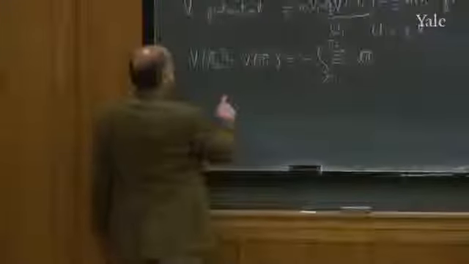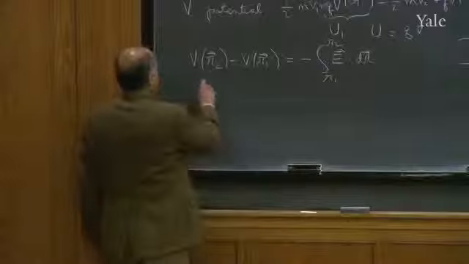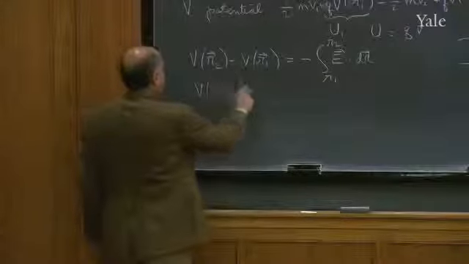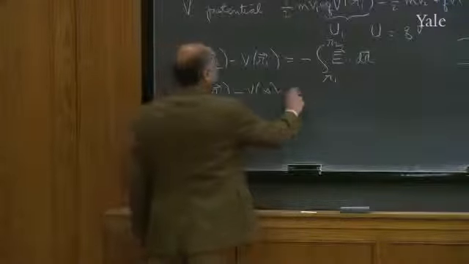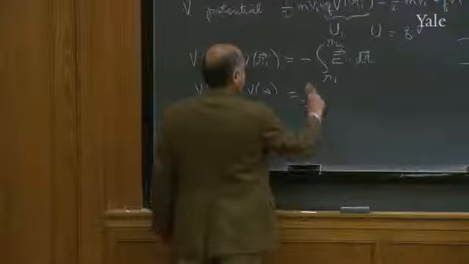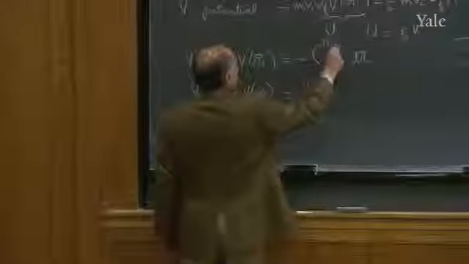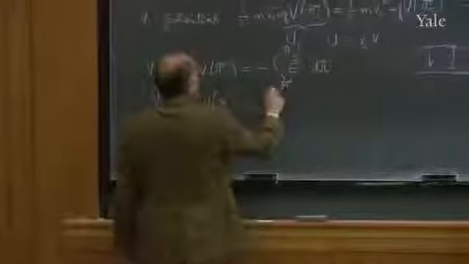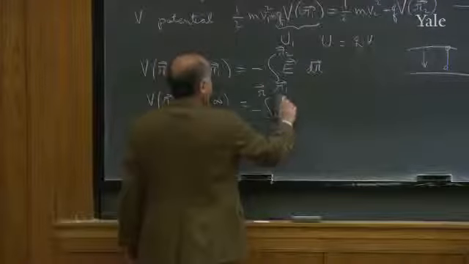Now, if you want V at some point r, minus V at infinity, that integral will be minus, starting from infinity to the point r, these should be all vectors, of E dot dr.